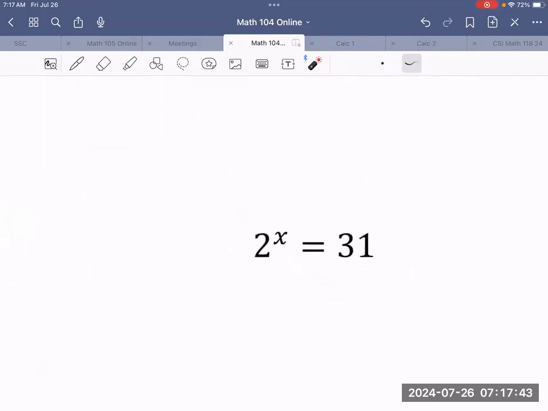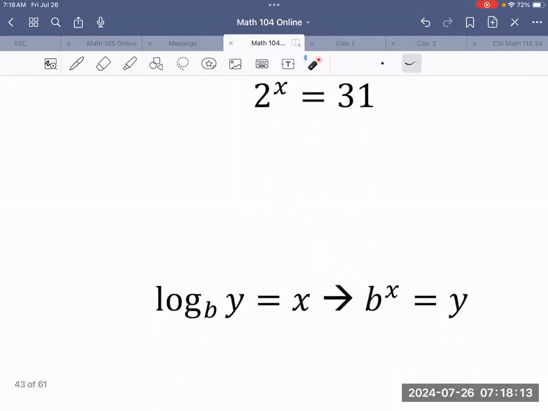Well, if we were asked to solve 2 to the x is equal to 31, we know that 2 to the 5th is equal to 32, and 2 to the 4th is equal to 16. There's no way of getting to 31 easily. So that means your x value must not be a nice whole number. So we're going to convert your exponential into a logarithmic function. We can do this by using the following property down below. We can actually go either way.